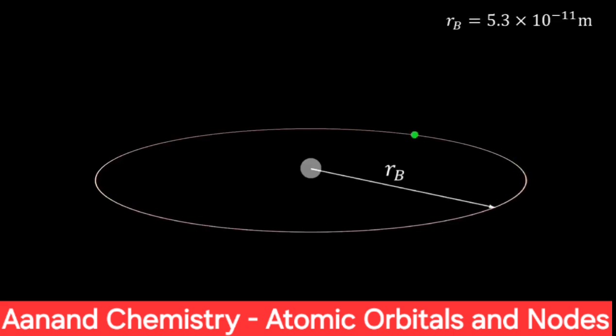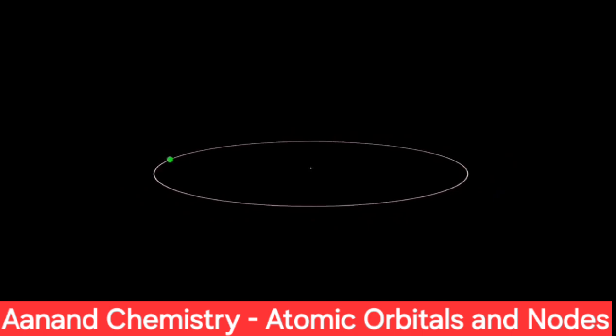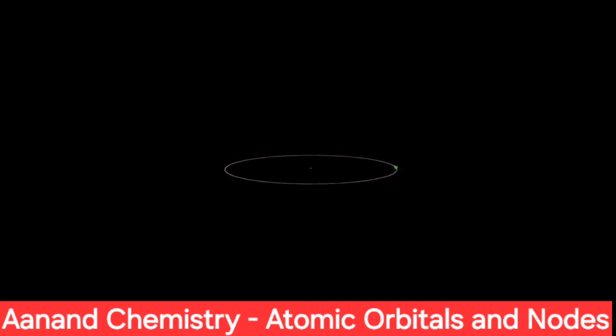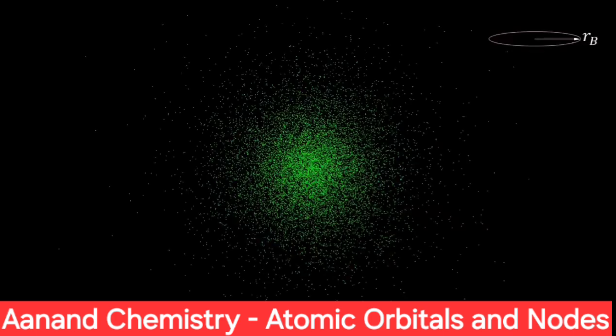This image is inaccurate for several reasons. First, the size of the proton is about 50,000 times smaller than Bohr radius. Second, quantum mechanics teaches us that the electron is not confined to a well-defined orbit, nor can it be located accurately. Instead, it occupies a region of space around the proton, called orbital.